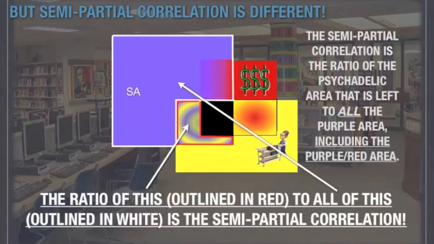The overlapping area between student achievement and money, the box that is both purple and red, is not subtracted from student achievement. The semi-partial correlation, then, is the ratio of the area that is left to all of the purple area, including the purple and red area. The ratio of this area outlined in red to all of this area outlined in white is the semi-partial correlation.